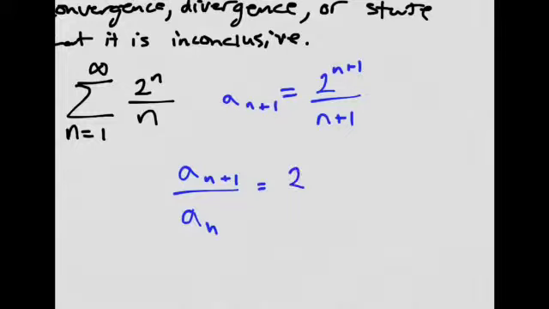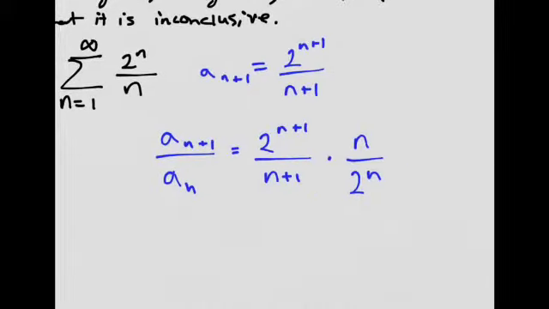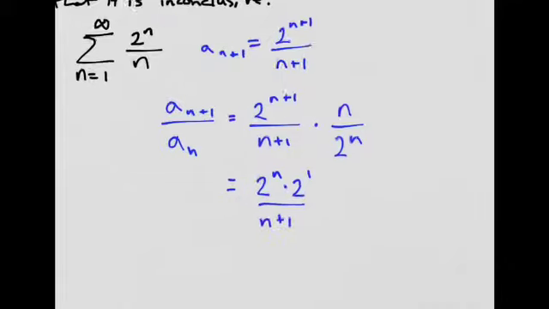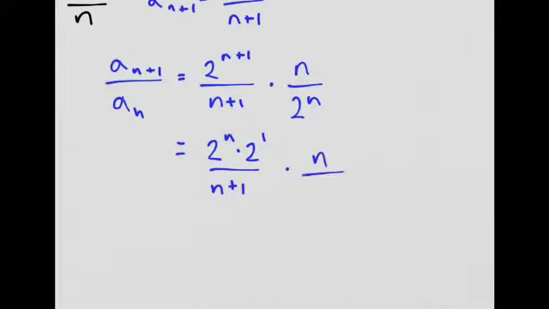And so what do I have? I have 2 to the n plus 1 over n plus 1. And then I take the reciprocal of this and I multiply. N over 2n. And then now I'm going to try and simplify. So I have here 2 to the n times 2 to the 1, that's exponent rules, over n plus 1. And I'm just going to keep going. And then 2 to the n there, that cancels with that. So that's nice. And then I just have 2n over n plus 1.